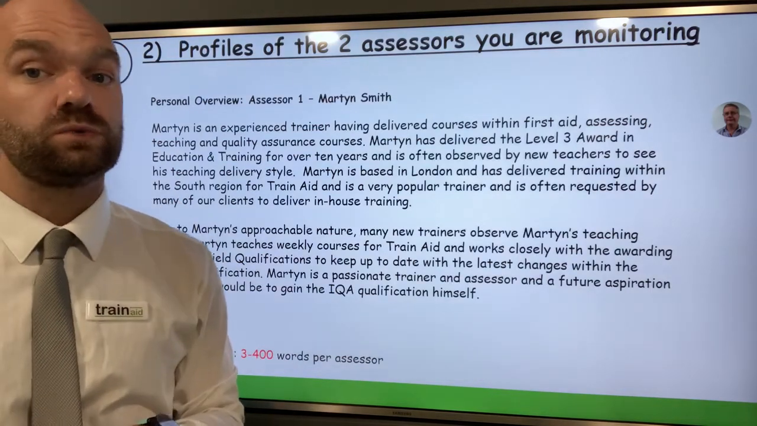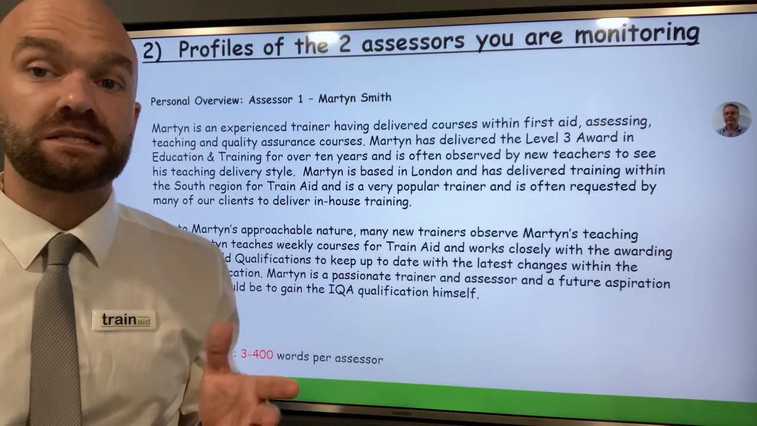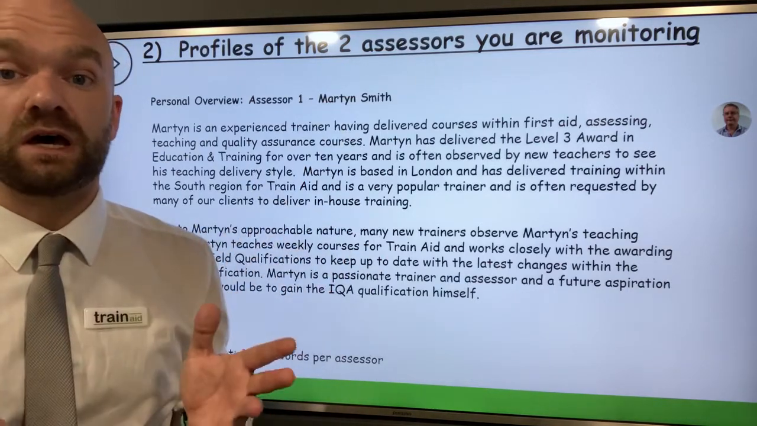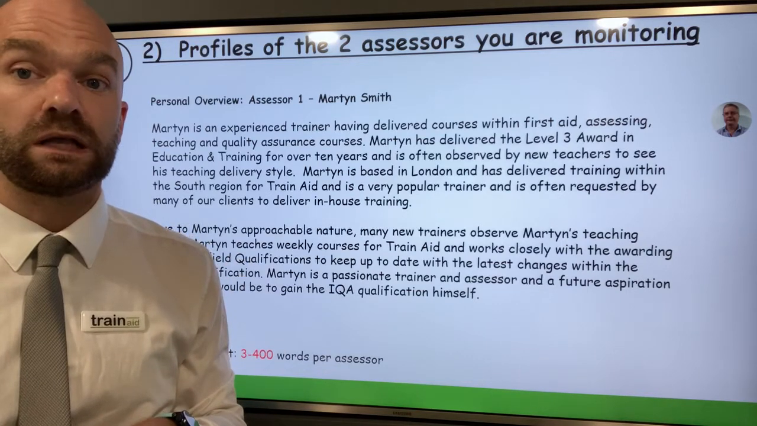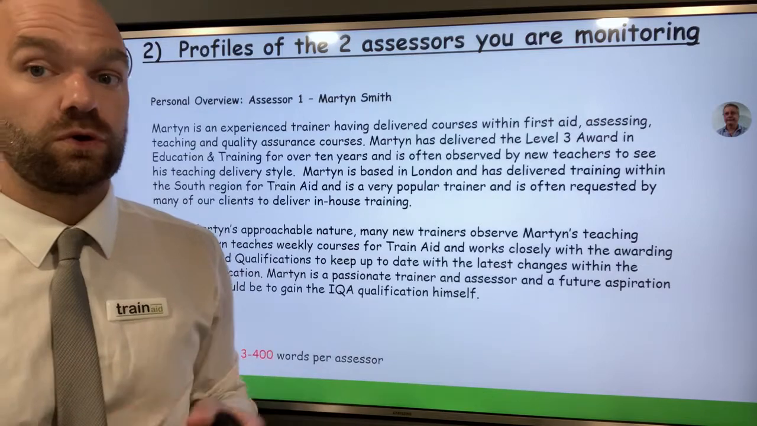So in terms of, once again, your IQA portfolio, this is the level of detail required to complete the Unit 2 portfolio as well. And once again, a suggested word count of between 300 to 400 words.